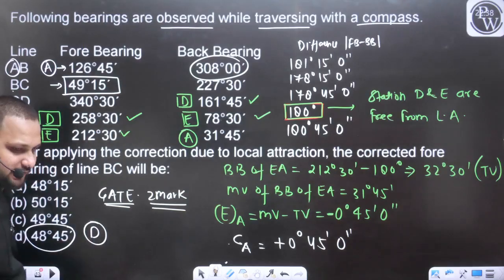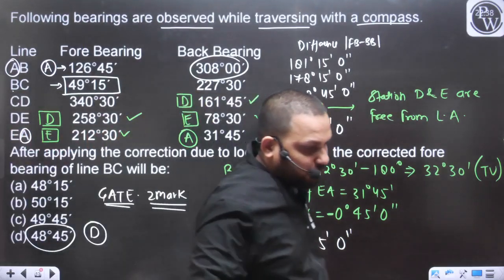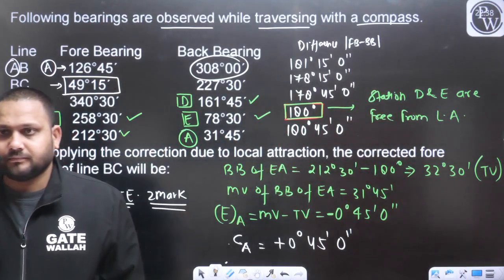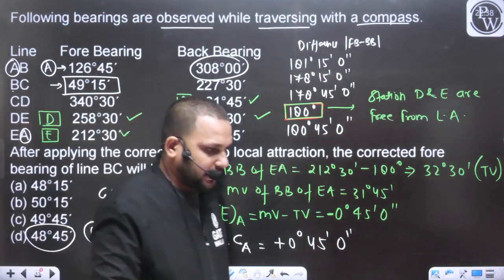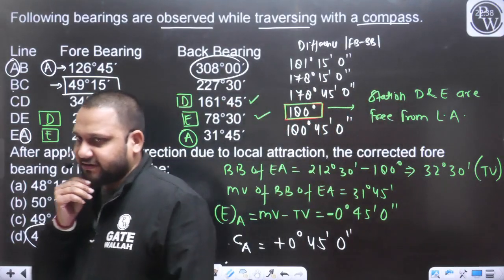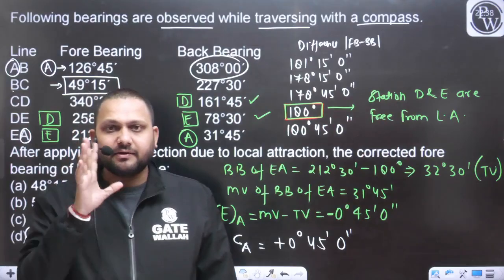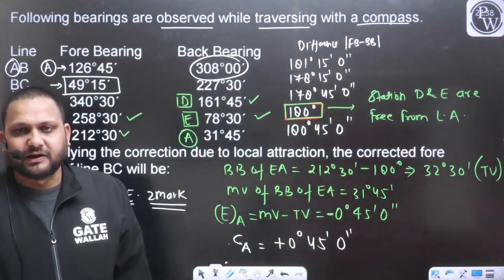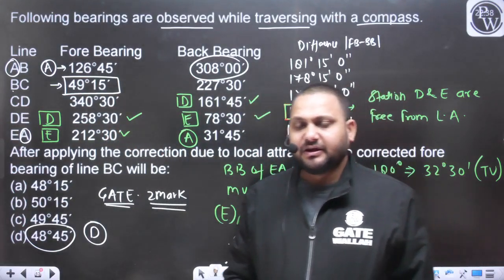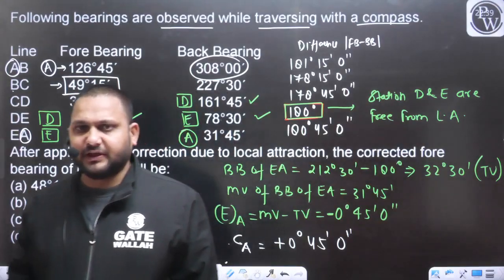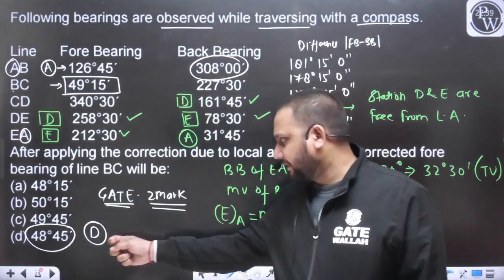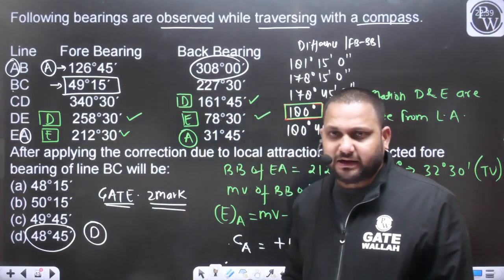So based on this explanation, you can find out the correct forebearing of the line BC like this. For each and every station, first we need to define the error: what is the magnitude of the error and what is the nature of the error. Then, if we know the magnitude and nature of the error, we can apply the suitable correction to get the correct bearings.